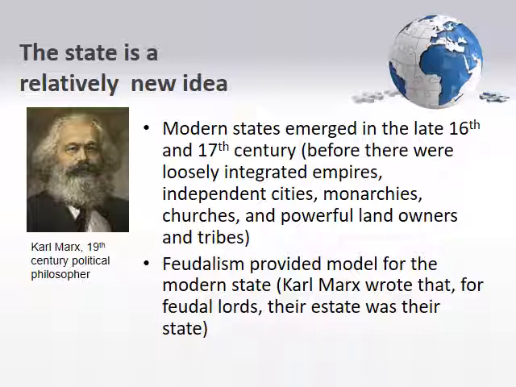Powerful landowners, tribes. So when we think about a system of powerful landowners, we think of feudalism, and this provides the model for the modern state. So if you think about it, a feudal lord will control their territory, and there may be an economy and a border or a walled area that encloses this territory. So Karl Marx wrote that for feudal lords, their estate was their state. This is the prototype for what became the state system.